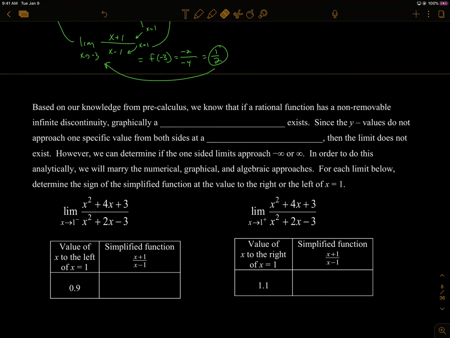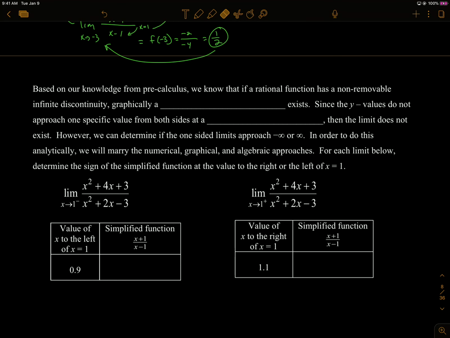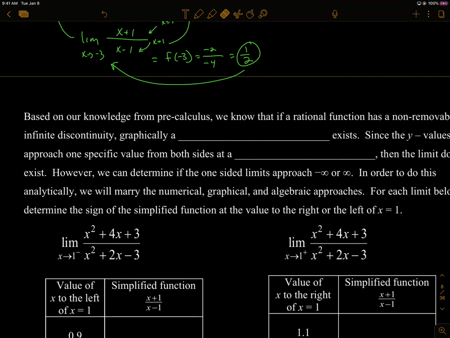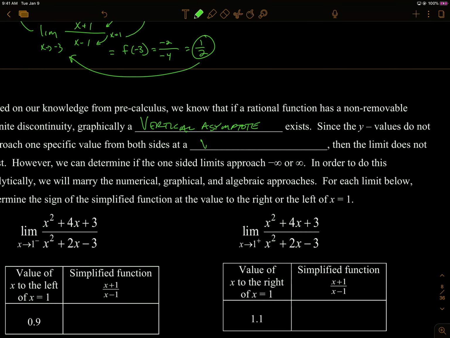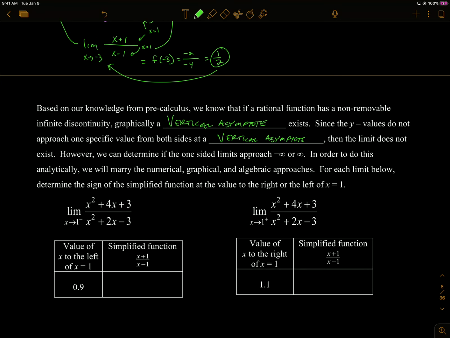So here's a little summary for us. You can pause the video here, read this, and try to fill in the blanks. Okay, welcome back. So I would say that an infinite discontinuity is a vertical asymptote. Since the y values do not approach one specific value from both sides at a vertical asymptote, then the limit does not exist.